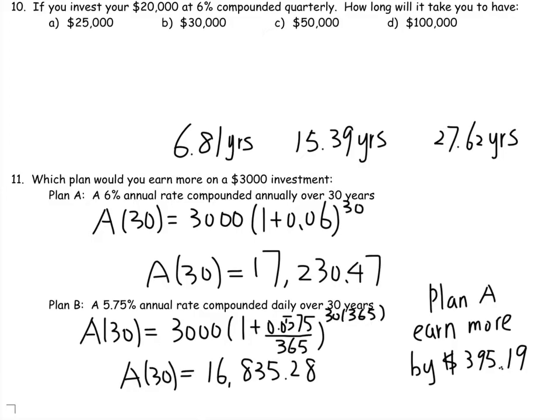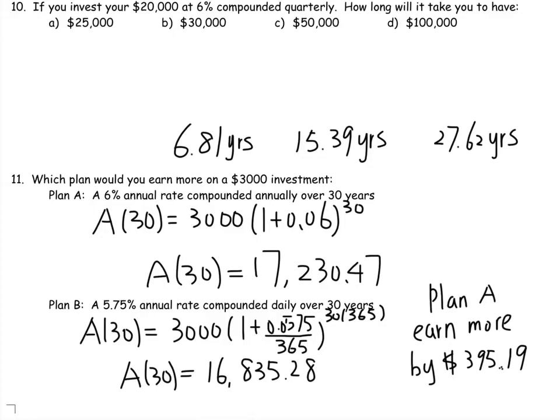Number 11. Which plan would yield you more interest? Would give you a better return on your investment. So plug in the numbers according to the interest rate given. First one is compounded annually. So that's simple interest. After 30 years, you will get 17,230.47. Plan B, it's being compounded daily, so you have to divide that by 365.